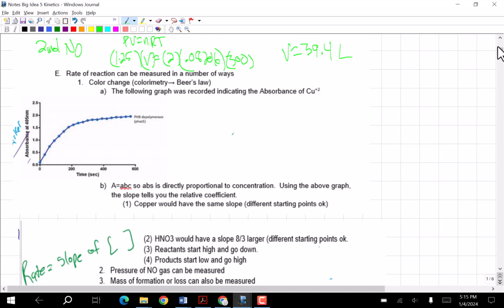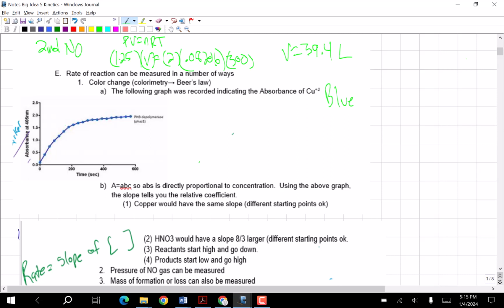Each rate of reaction can be measured a number of ways. We have color change, colorimetry, and Beer's law. For example, a reaction could be getting darker or lighter, and we could measure the absorbance at a certain time. The following graph was recorded indicating the absorbance of copper plus 2. Remember, copper plus 2 is blue. As I go up, it's getting darker. The absorbance is greater, so that means it's getting darker as you go up. So I'm increasing copper plus 2.